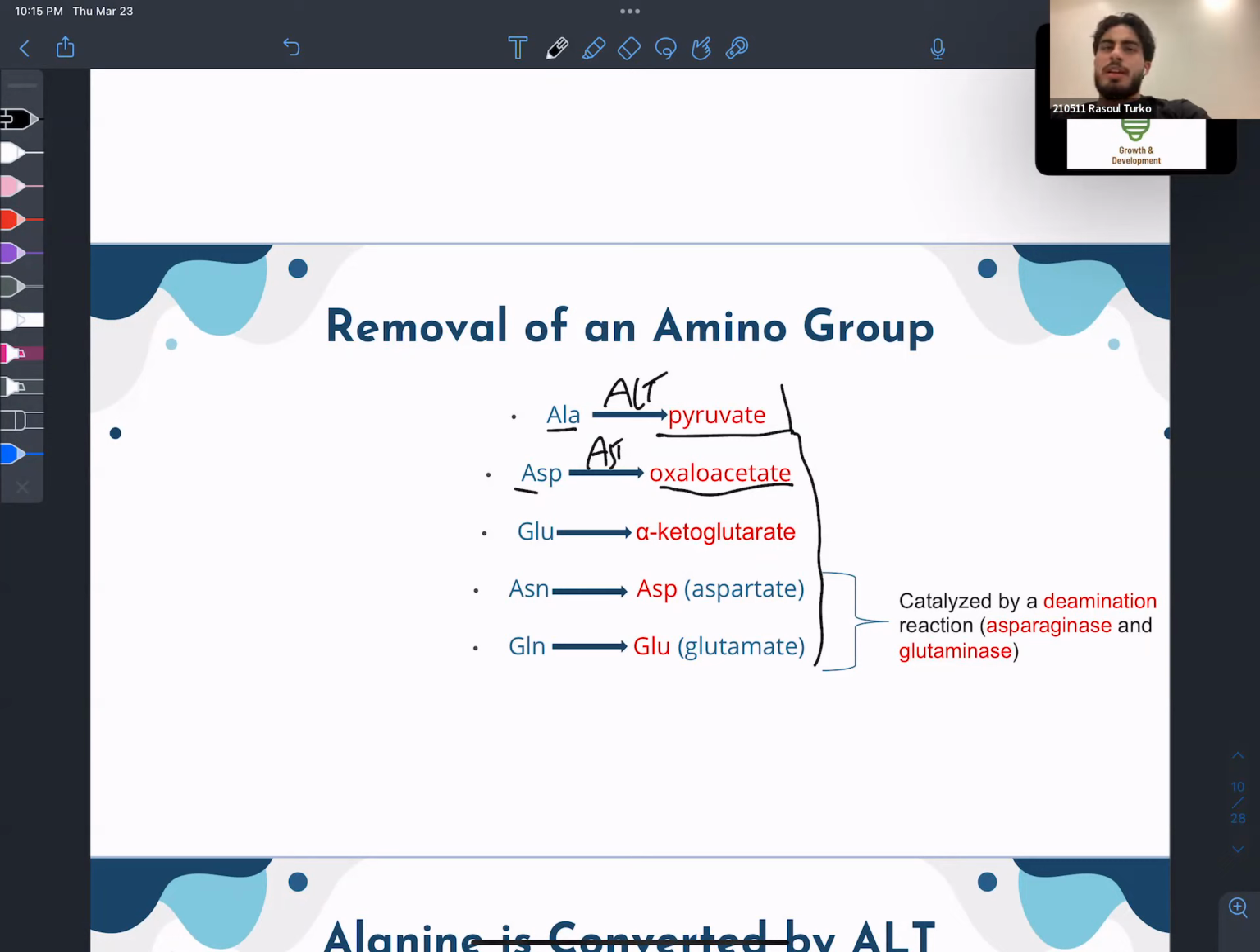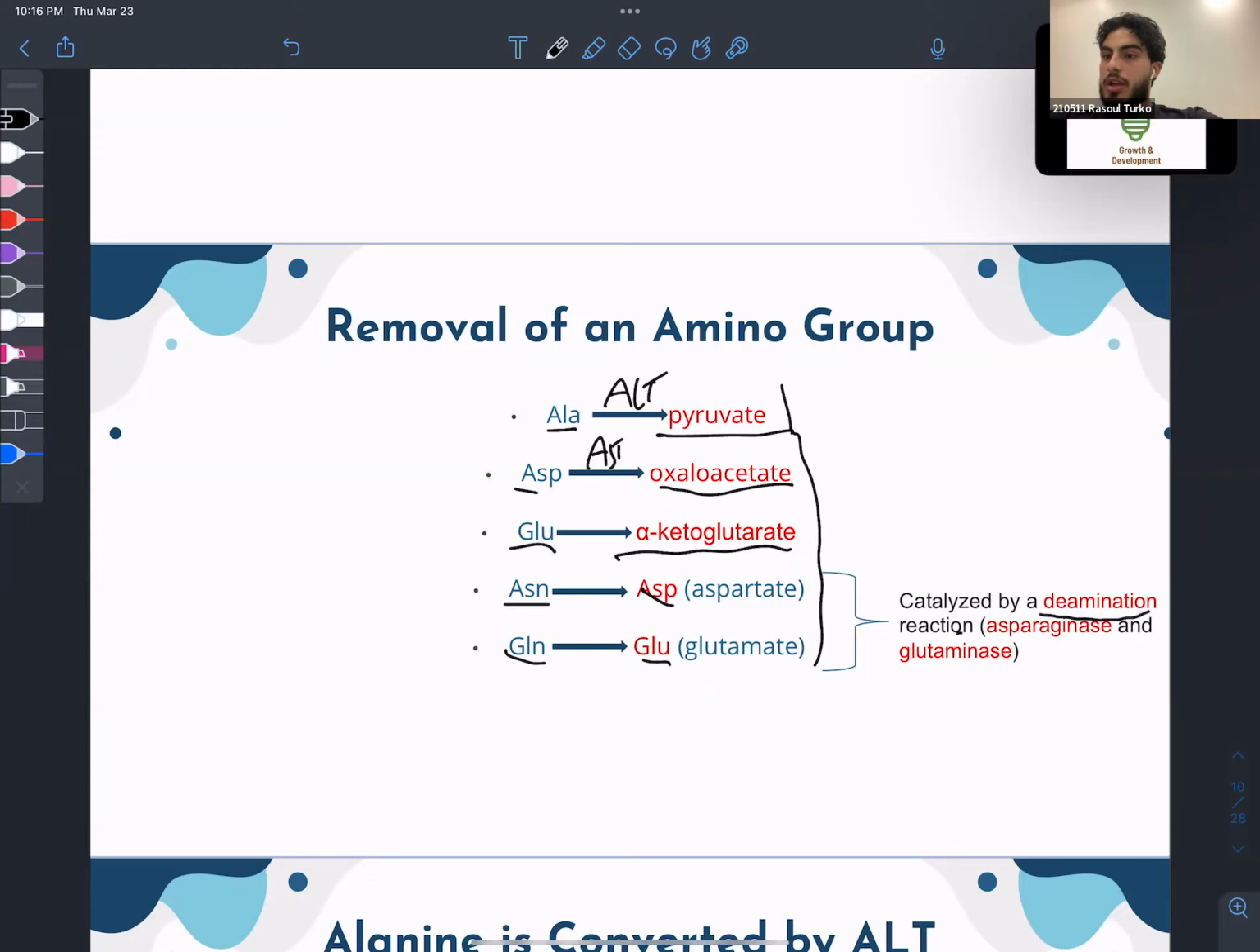So these questions would come in the form of, for example, this is the amino acid, and what kind of product does it give, or what kind of product accumulates when this gets broken down. Again, alanine gives you pyruvate, aspartate gives oxaloacetate, glutamate, sorry, gives you alpha ketoglutarate, asparagine gives you aspartate, and glutamine gives you glutamate. So the first three happen because of aminotransferase, but those last two happen because of a deamination reaction.